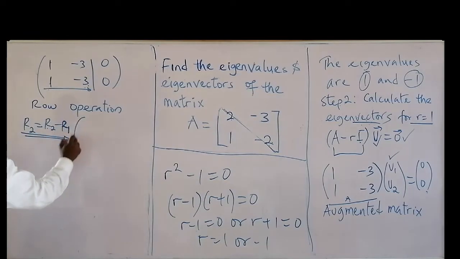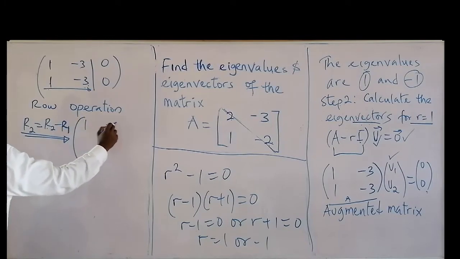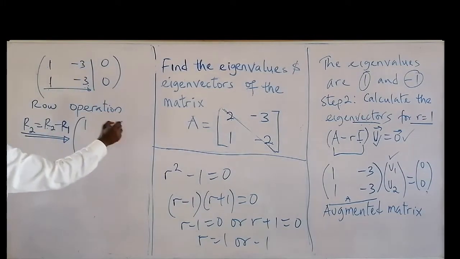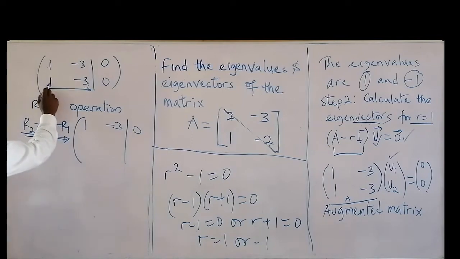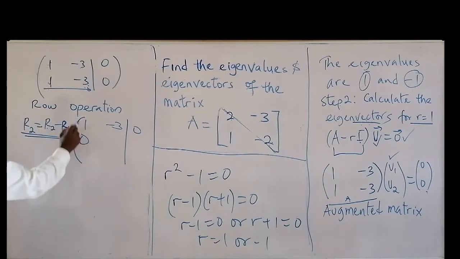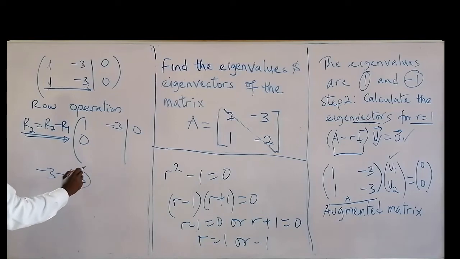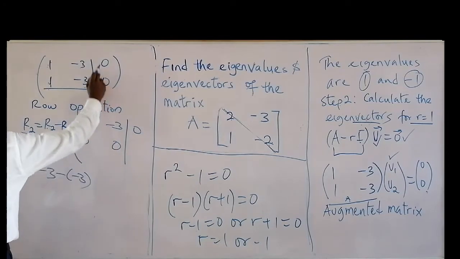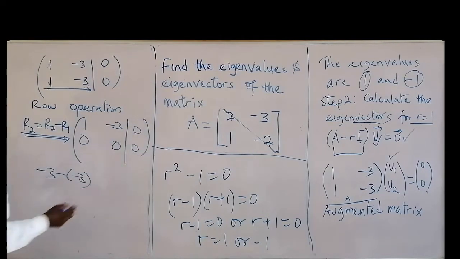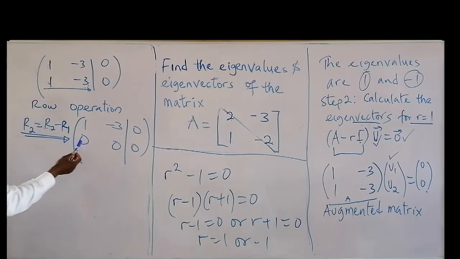And that will be equal to 1. Row 1 is not changing, it's a reference point. And this will be equal to what? 1 minus 1, that's 0. And then minus 3 minus 3. That's also what? That's also 0. 0 minus 0, that's 0. Okay, so that's what we have there. So what we now have on row 2, we have zeros. Okay, so we just fall back to row 1.